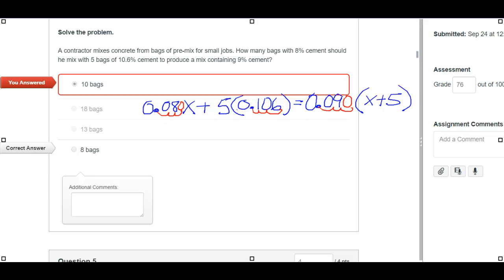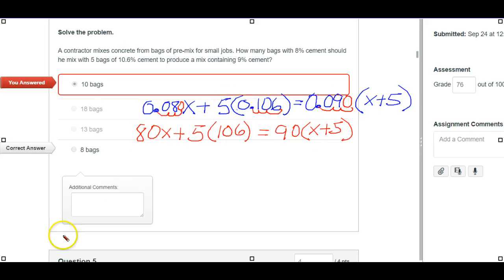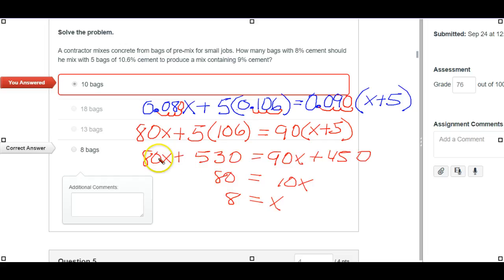So my new equation will be this. So much easier to work with than all those decimal points. So this is 80x. This is 5 times 106. 90 times this. So I transpose the 80 to this side, get 10x, subtract this from both sides, get 80, divide both sides by 10, I get x equals 8. And that's what they're saying the correct answer is.